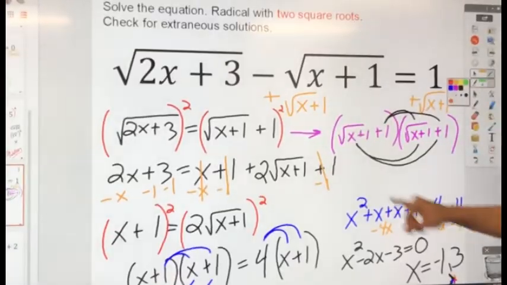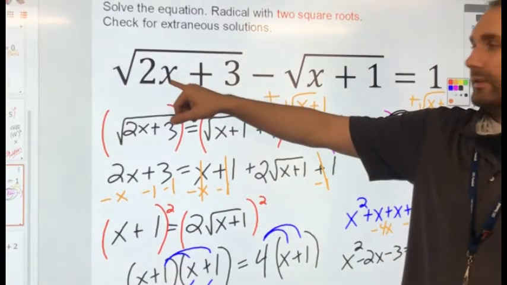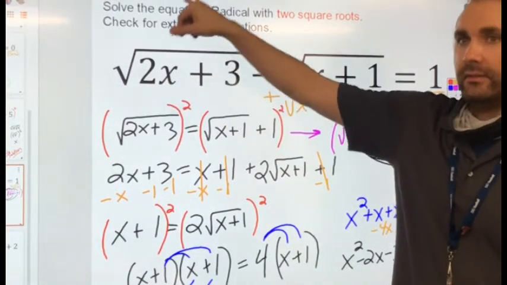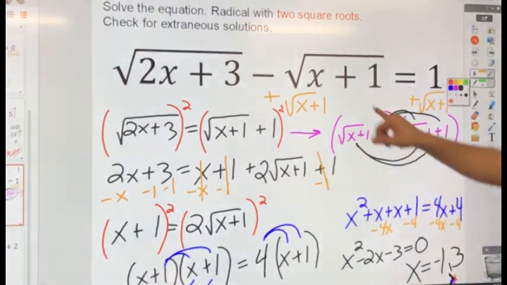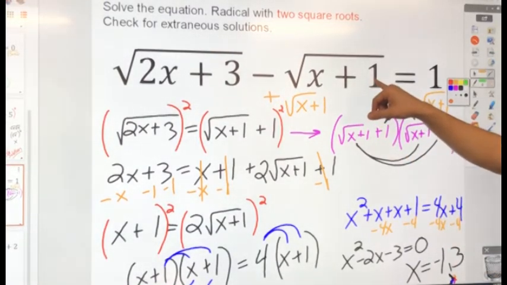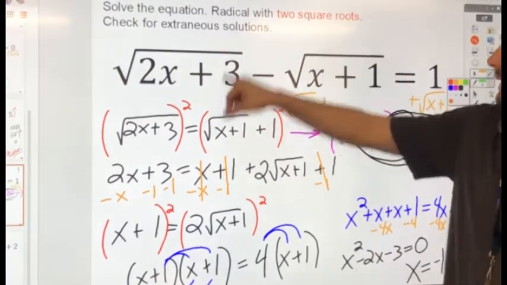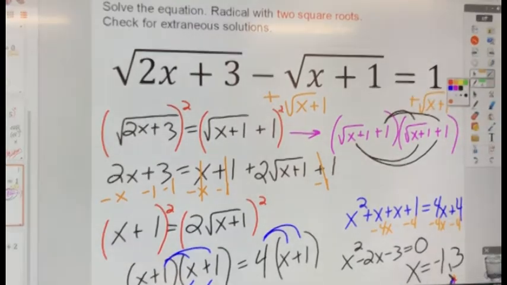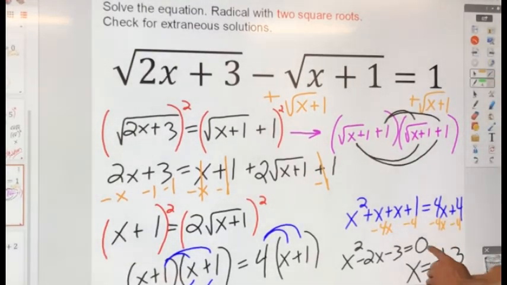Next number. 2 times 3 is 6, plus 3 is 9. Square root of 9 is 3. 3 plus 1 is 4. Square root of 4 is 2. 3 minus 2 is 1. So both numbers work. x equals negative 1 and 3.